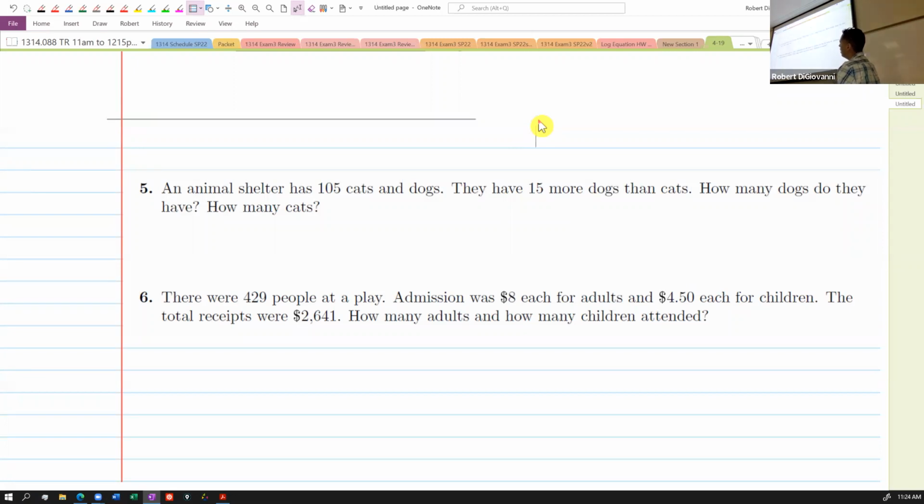An animal shelter has 105 cats and dogs. They have 15 more dogs than cats. How many dogs do they have? How many cats do they have? Think about it. See if you can come up with the system.